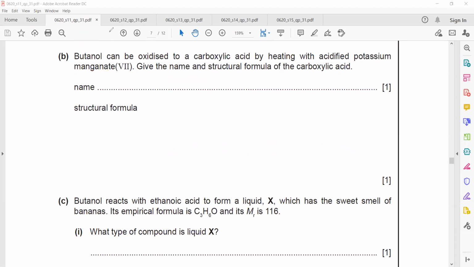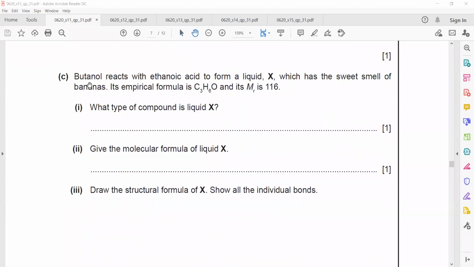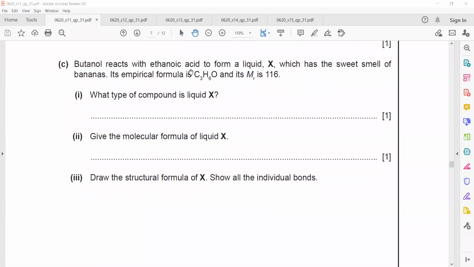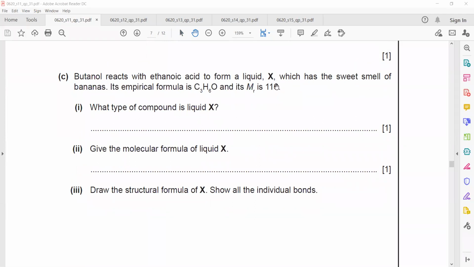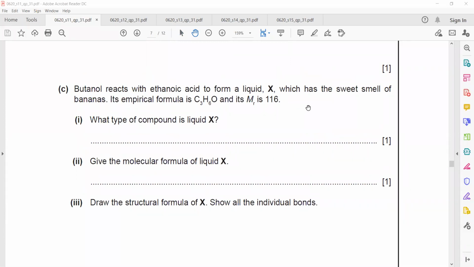Then the next question: butanol reacts with ethanoic acid to form a liquid X, which has a sweet smell of bananas. Its empirical formula is C3H6O and its relative molecular mass is 116. What type of compound is liquid X? Because butanol reacts with ethanoic acid to form liquid X, basically this type of compound is an ester.